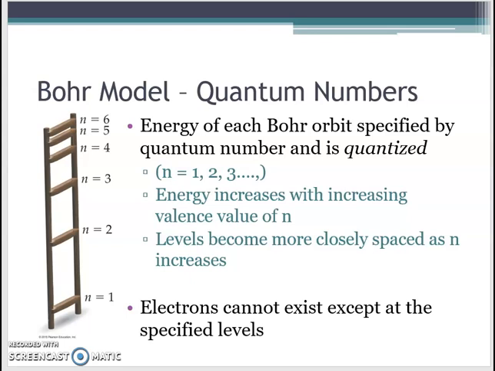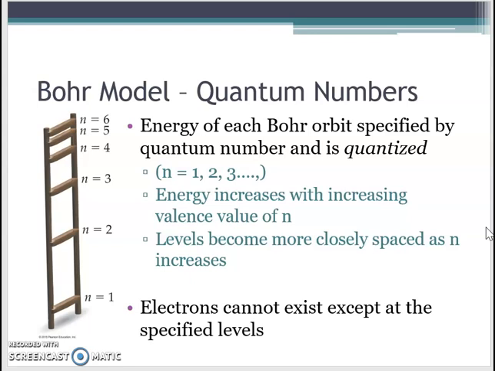And so we would say that it is quantized, meaning that it's at very specific levels. So the jump here between n equals 1 and n equals 2 is rather large, maybe a little smaller to 3, a little less to 4, and then so forth. So energy increases with the increasing value of n. So the higher n, the more energy is required to get an electron to that level. As the levels increase, the levels are more closely spaced together.